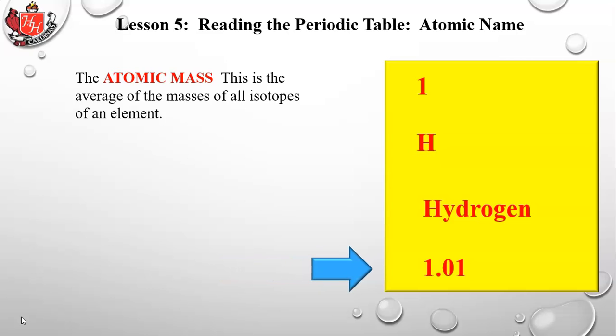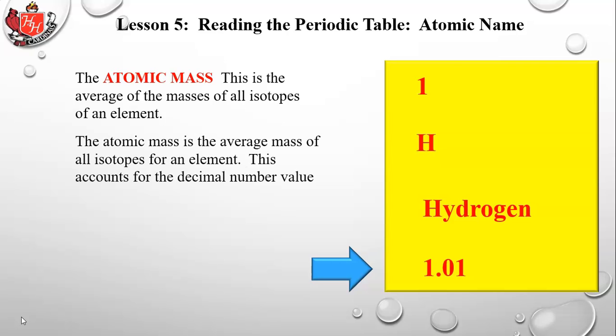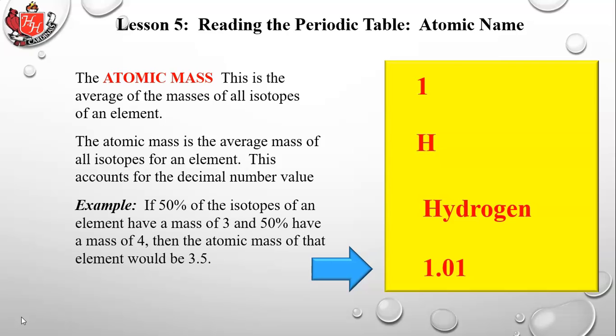The atomic mass. This is the average of the masses of all isotopes of an element. This accounts for the decimal number. Example, if 50% of the isotopes of an element have a mass of 3 and 50% have a mass of 4, then the atomic mass of that element would be 3.5. It would just be an average. So that's why atomic masses have decimal numbers.